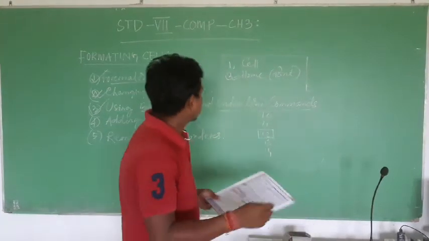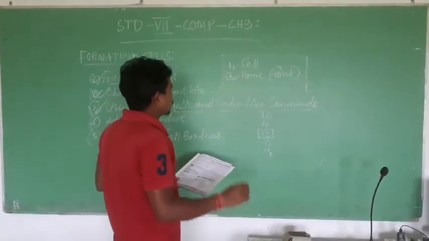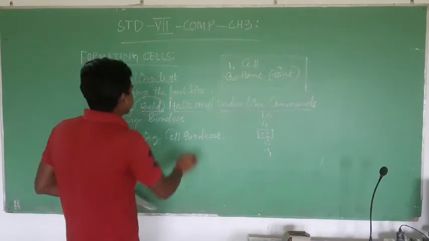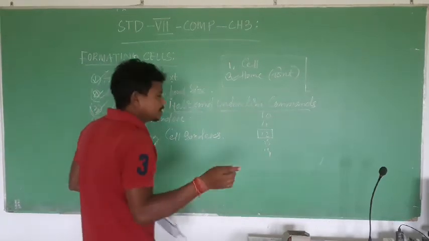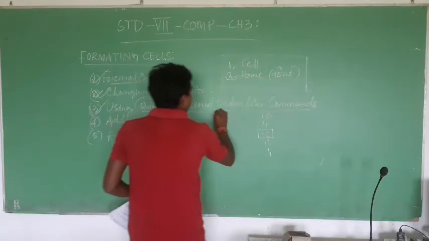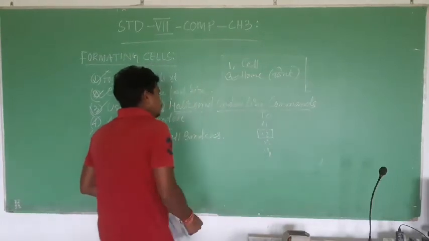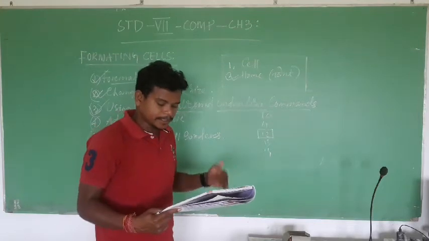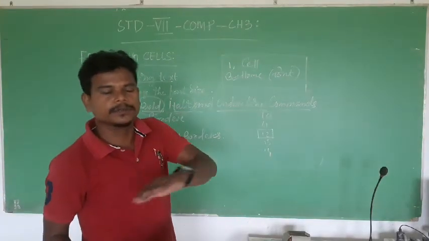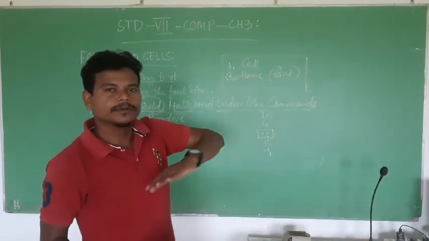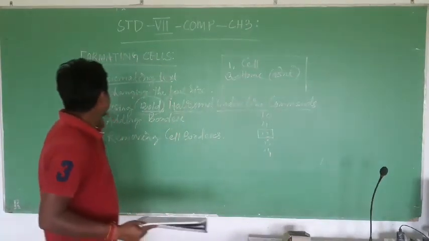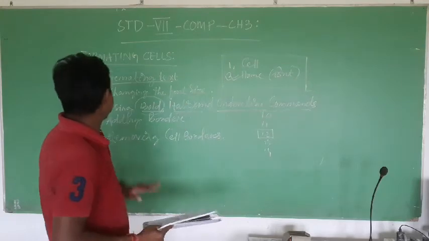Suppose you move your mouse there, and you want bold, then click on bold. If you want italic, then click on italic after selecting the text. And if you want underline, then click on underline. Then the selected text will be converted as per your requirement. So this is how to use the bold, italic and underline commands.